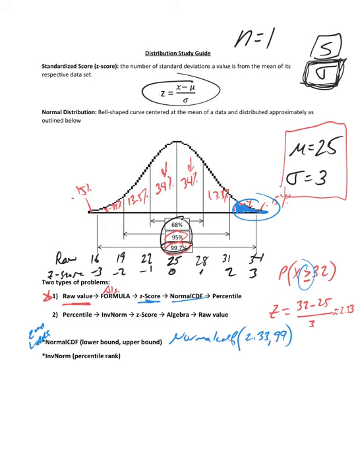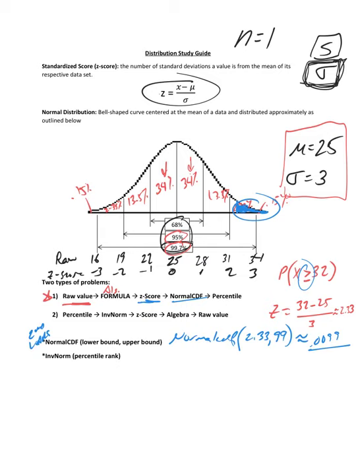So normal CDF 2.33 to 99, and then that would give us the probability that somebody scores 32 or above on this ACT score, or greater than 32, depending on how you want to term it. But the way we wrote it there was greater than or equal to 32. So it'd be 32 or above, which is about 0.0099, or about a 1% chance that they'd score greater than or equal to 32.